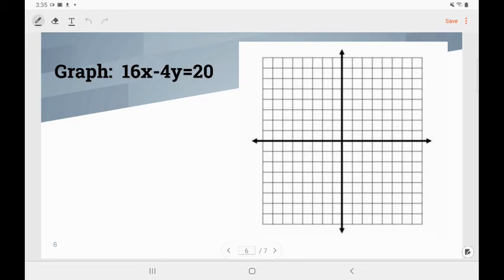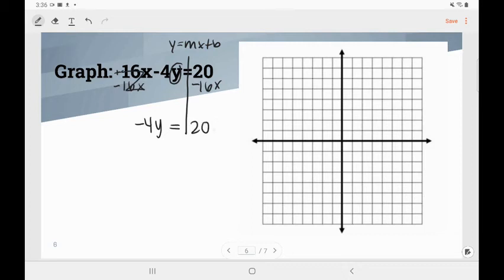16x minus 4y equals 20, not in y equals mx plus b. So I'm going to solve for y. My goal is to get y by itself. That means I need to get rid of 16x and I need to get rid of the negative 4. Remember, I always get rid of whatever is furthest from the variable or whatever is being added or subtracted. Since this is a plus 16x, I'm going to minus 16x. I am left with, this zeroes out, negative 4y equals 20.